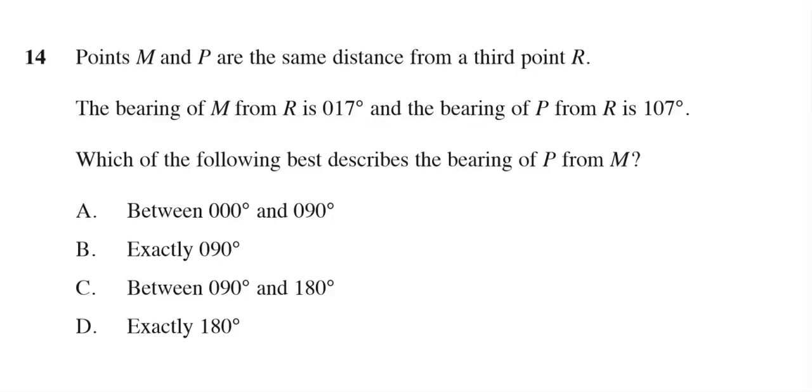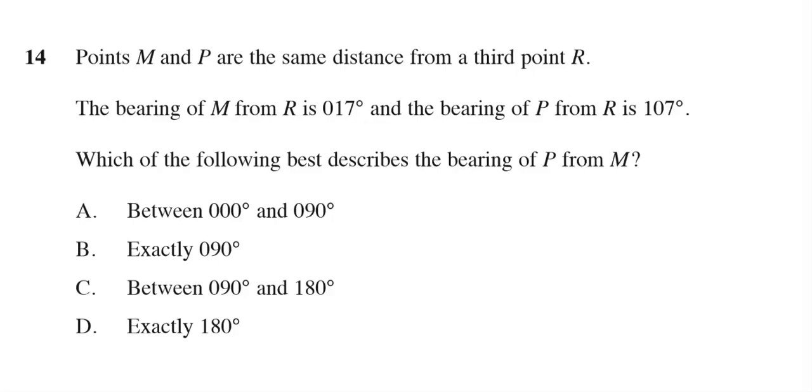Question 14. Points M and P are the same distance from a third point R. The bearing of M from R is 017 degrees, and the bearing of P from R is 107 degrees. Which of the following best describes the bearing of P from M? Pause here to try yourself.